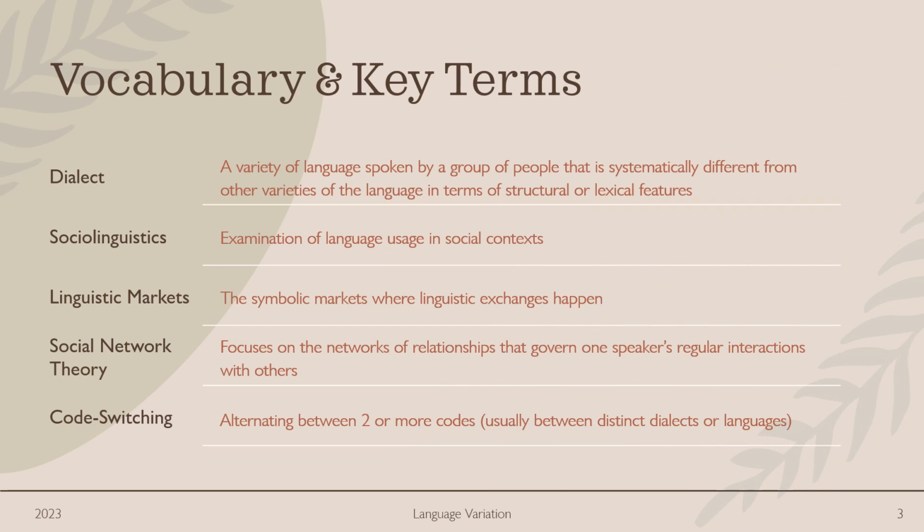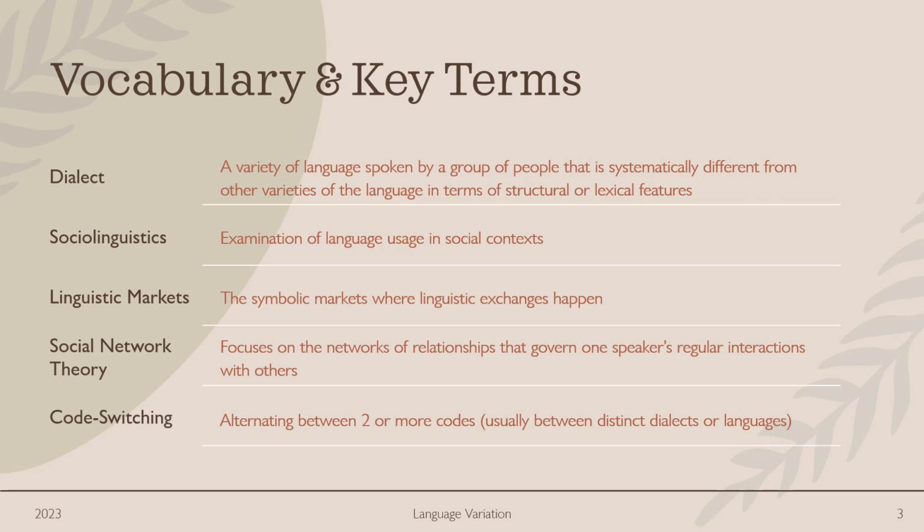So, here are some very important vocabulary and key terms for the chapter. First, we have dialect. Dialect is a variety of language spoken by a group of people that is systematically different from other variations of the language in terms of either structural or lexical features. When we think of dialect, it's easy to understand it by thinking about the sound of language. As somebody from Alabama, the way we sound in Alabama is entirely different than the people here in Georgia. So moving here in 2009 was a huge culture shock when I realized that not everybody sounded like me.